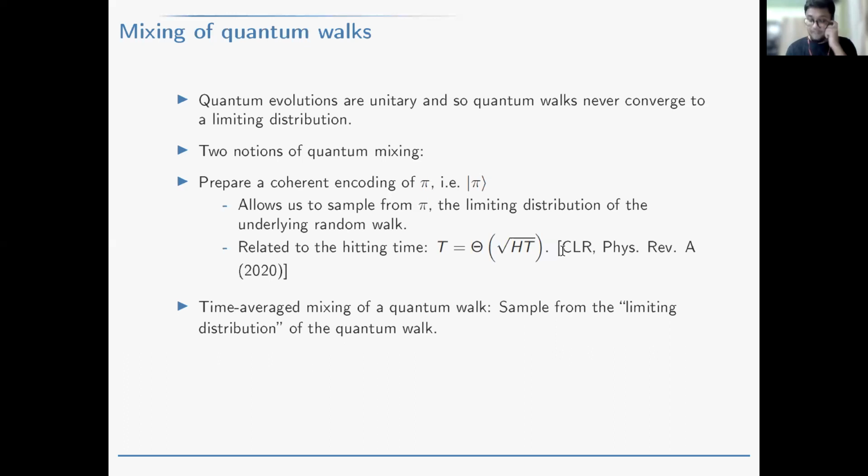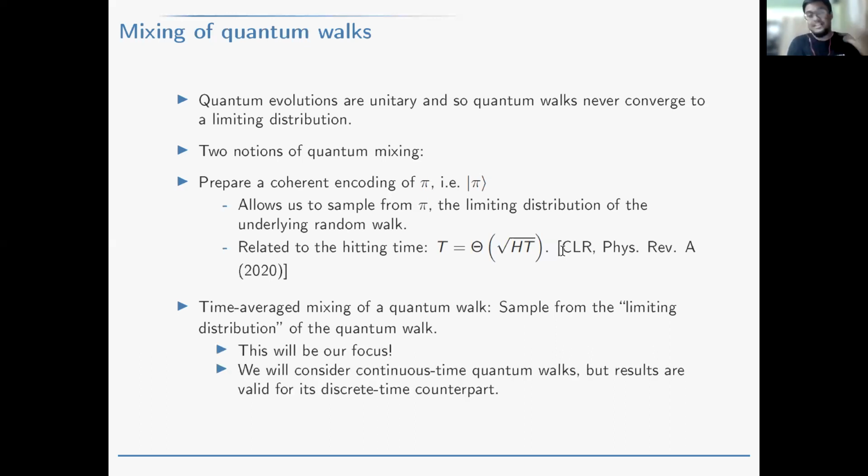But the advantage that you have from this definition is that it really allows you to sample from the limiting distribution of the quantum walk, just like in the classical case. In the classical case, you could naturally sample from the limiting distribution, right? Because if you apply the stochastic matrix enough number of times, you reach a limiting distribution, the stationary distribution. In the quantum case, naturally you don't, because quantum evolutions are unitary. But if you define the mixing of a quantum walk in a time average sense, you do converge to a limiting distribution. And so this is what we are going to focus on.